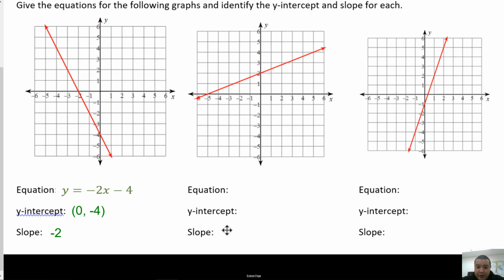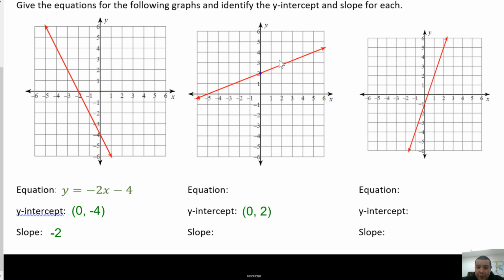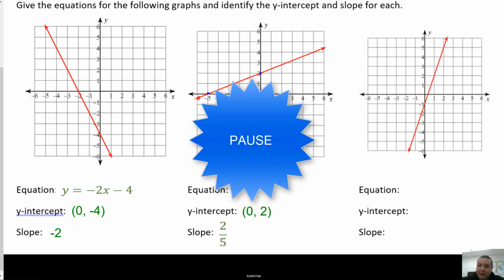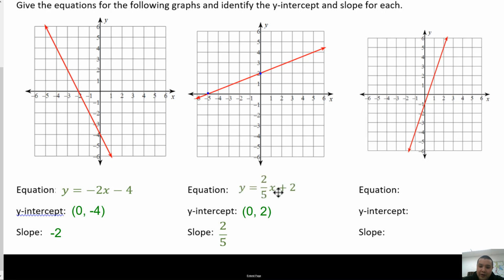So what we can do is take a look at this next one. The y-intercept, we can see, is (0, 2) right here. The slope, we can see, is going to be a positive slope, and we can identify it by finding 2 points. So we'll take this point and this point right here. Our vertical change is 2. Our horizontal change is 5. So our slope is 2/5. Go ahead and pause the video and try to write the slope-intercept equation for this line. What you should have gotten is y equals 2/5 x plus 2.